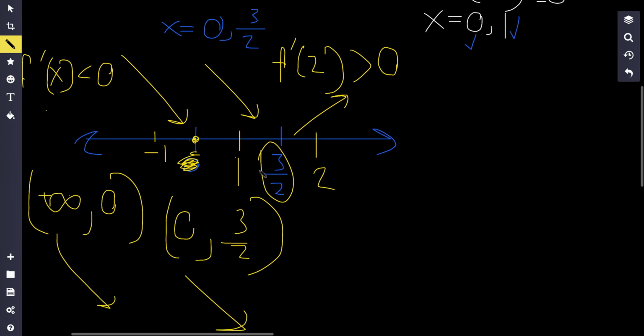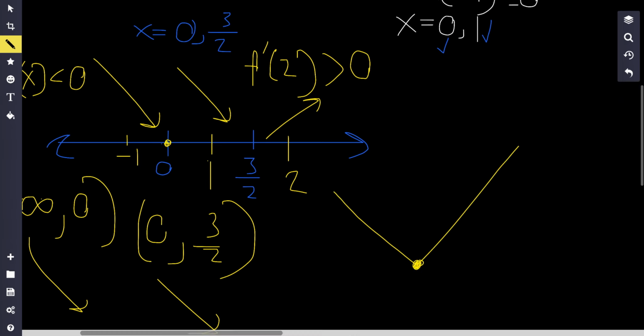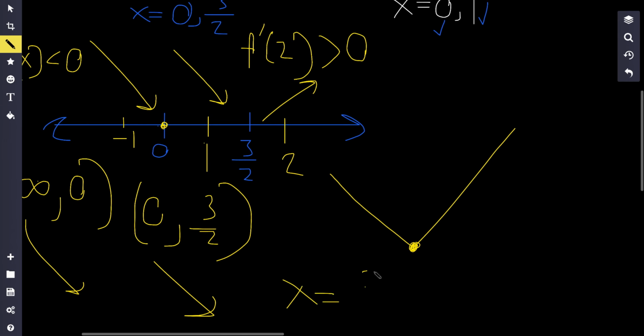Now, if we look at 3 over 2, this is interesting, because from x equals 0 to 3 over 2, we're going down. Our function is decreasing. But then we go back up. Think about it: if we're going down and then we go back up, what do we have here? We have a minimum point. So at x equals 3 over 2, that is our minimum point.